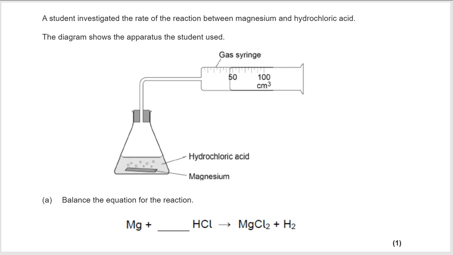So let's go through and review. We've got the apparatus set up with the magnesium and hydrochloric acid. We're collecting the gas and measuring the volume of gas produced over time. But our first job is to balance the equation. At the moment, you can see I've got one magnesium. I've got one H, two H's, and one Cl, two Cl's. So I need two HCl to balance the equation.